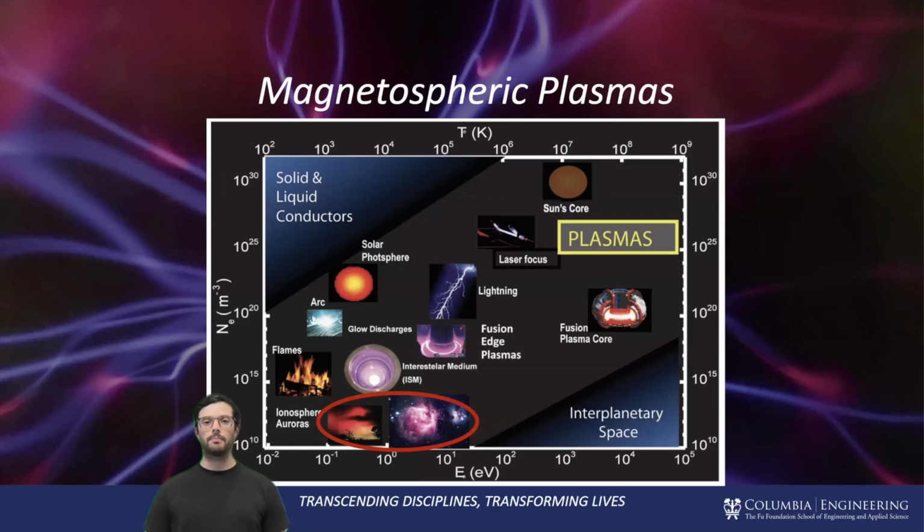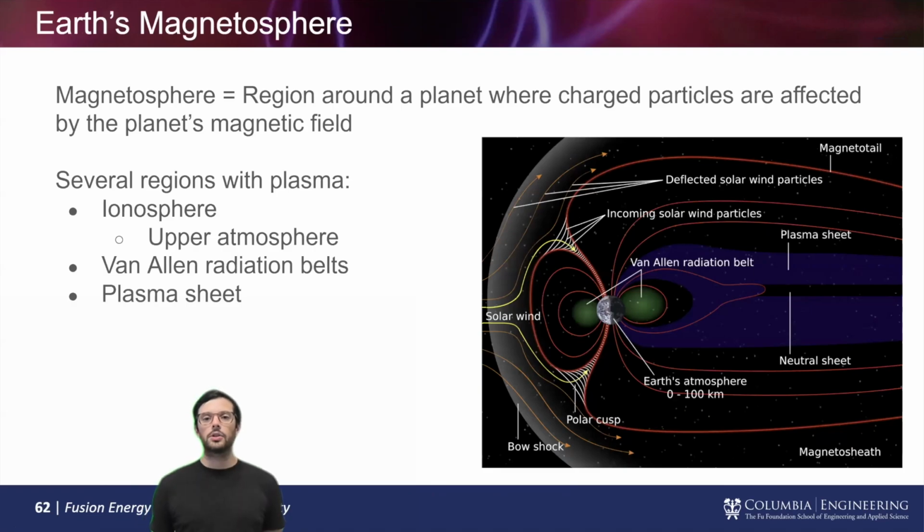We're now going to talk about some magnetospheric plasmas. Magnetosphere is kind of a layer around the Earth where the Earth's magnetic field is still affecting that plasma, but isn't like the atmosphere that we think about. So the magnetosphere is the region around the Earth that's still being affected by the planet's magnetic field. And there's a few different regions.